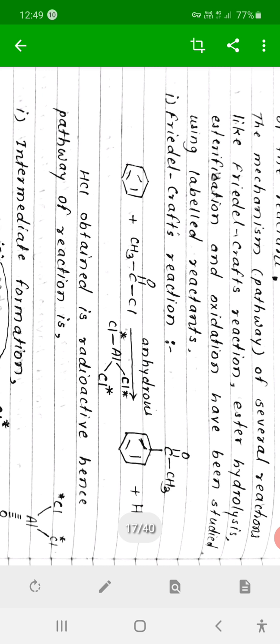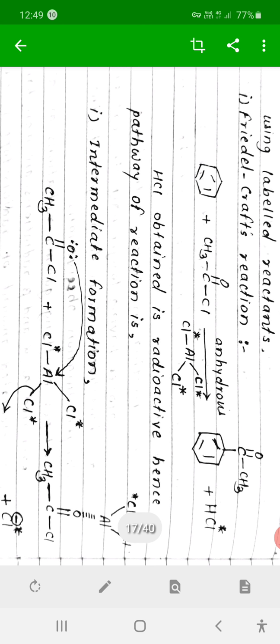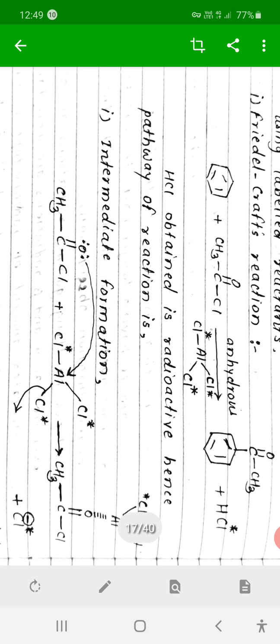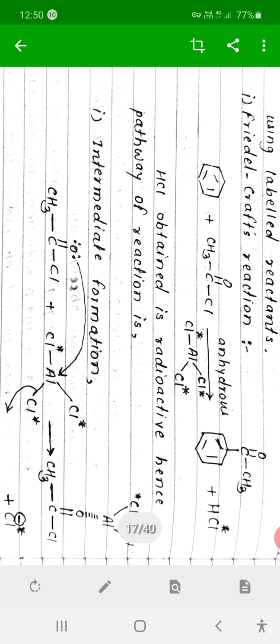Benzene plus acetyl chloride in presence of anhydrous aluminum chloride as a catalyst gives acetophenone and HCl. In this reaction, HCl is generated as a byproduct. In any chemical reaction, we already know that some old bonds are broken and some new bonds are formed. This is a chemical reaction. In this reaction, what happens here?